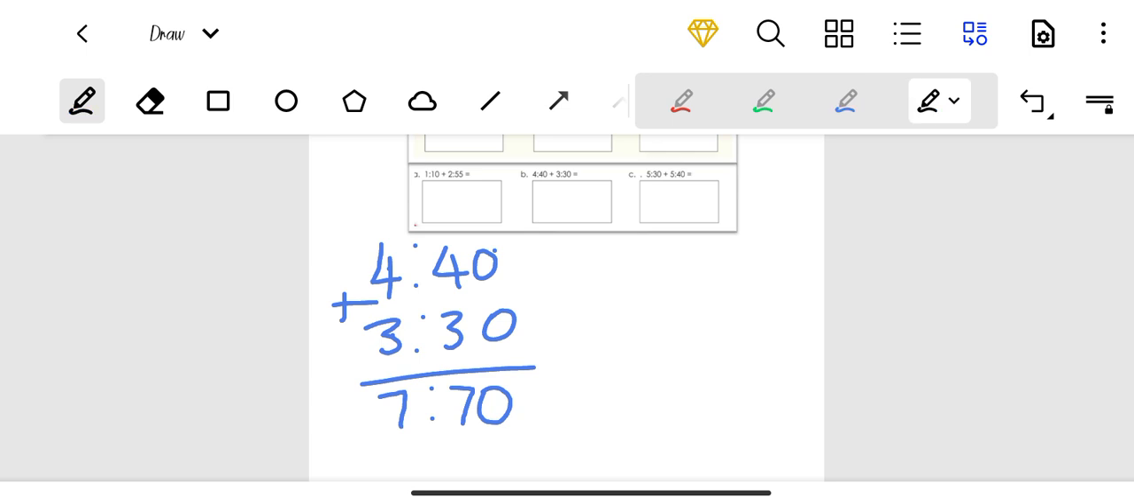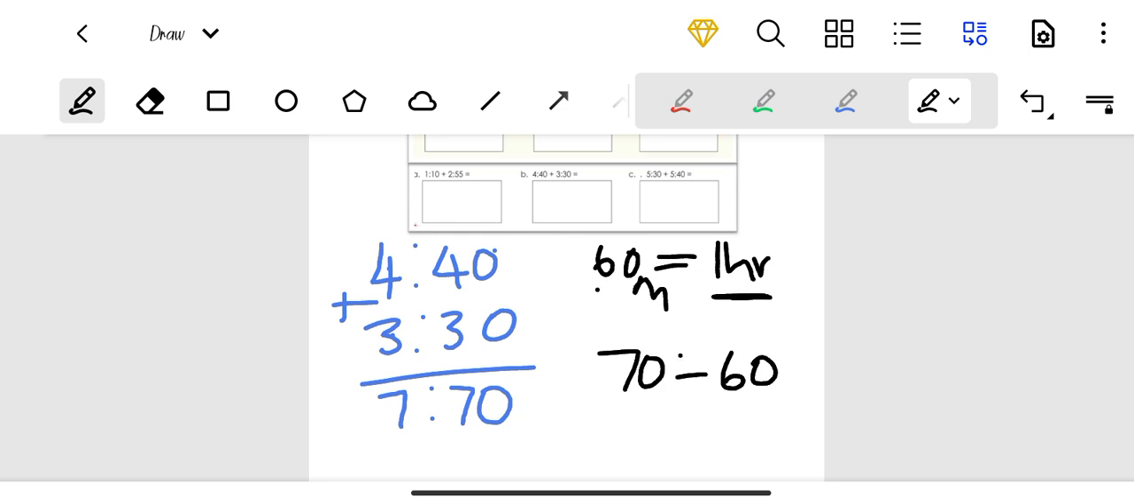Remember, 60 minutes is equal to 1 hour. So what are we going to do? We're going to say 70 minus 60. Why? We're trying to remove 1 hour from the 70. So we're going to remain with 10. It means that our final minutes are going to be 10 minutes in the final answer.